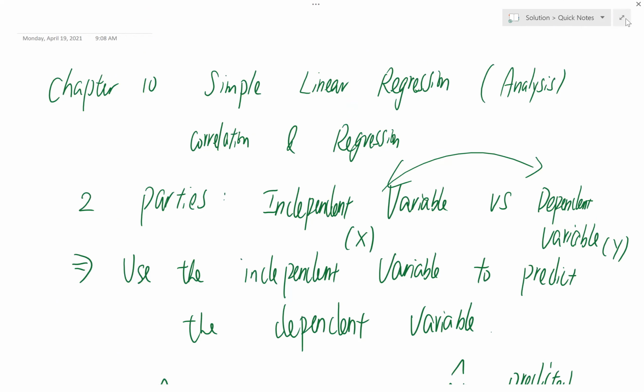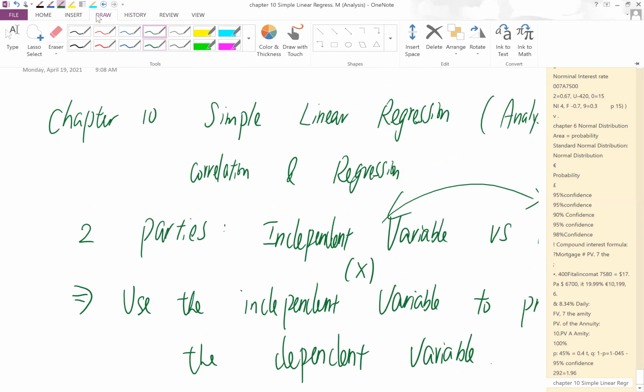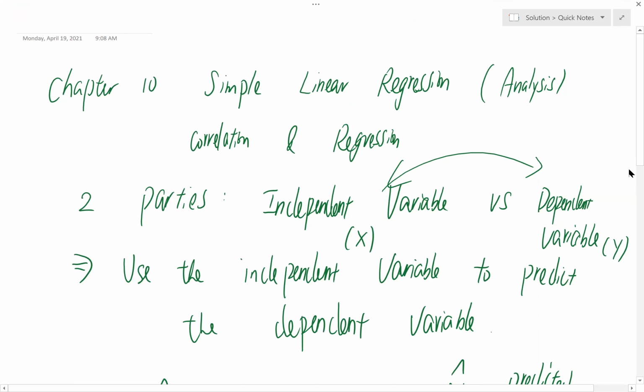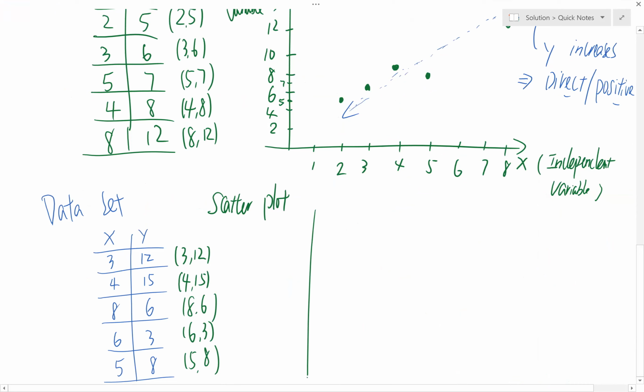Let me just change the color really quickly. Okay, all right. Now again, we're going to construct a scatter plot. So we start with the scatter plot. Again, we turn the data into ordered pairs. The first one is 3, 12. The second one is 4, 15. Then 8, 6. Then 6, 3. Then 5, 8. And that's 5 ordered pairs as well. So right here, let's put it into the scatter plot.